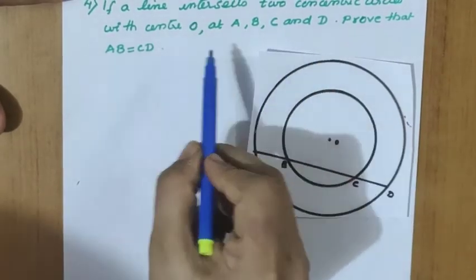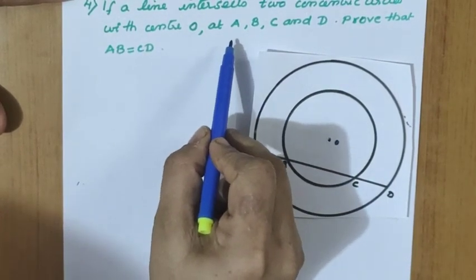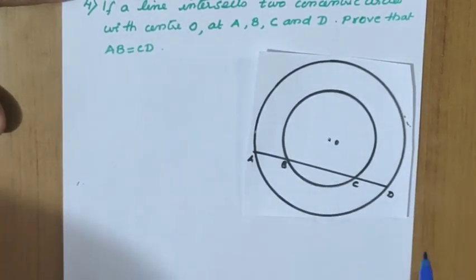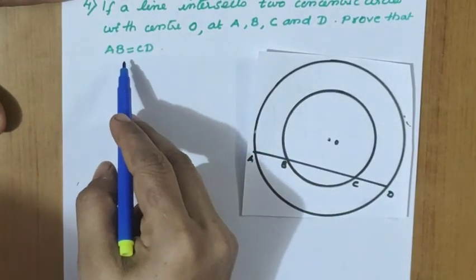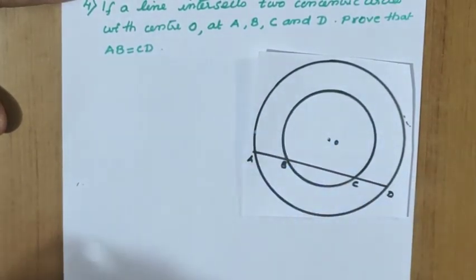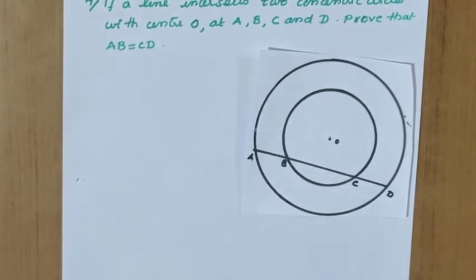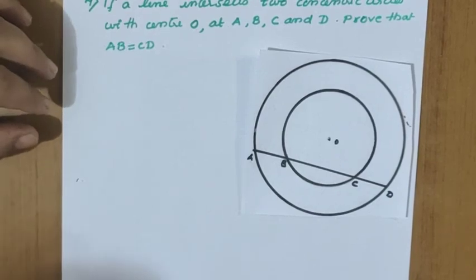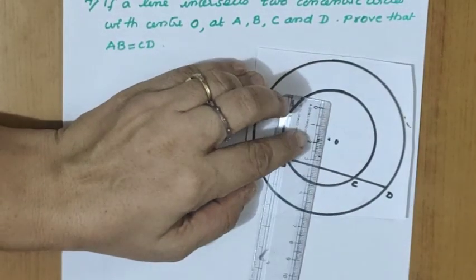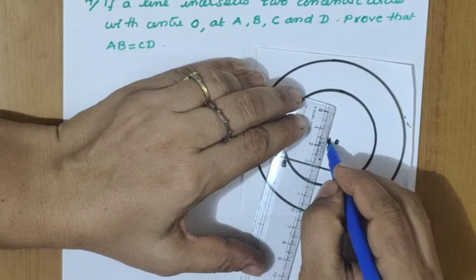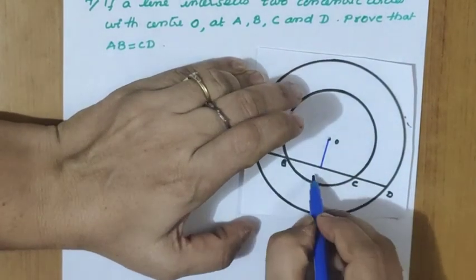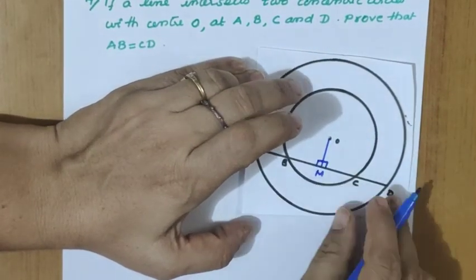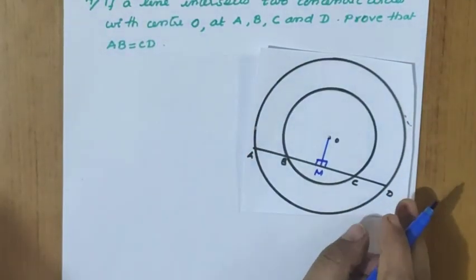If a line intersects two concentric circles with the center O at points A, B, C, D, prove that AB and CD are equal. So what is the question? If a line intersects two concentric circles with the same center O at A, B, C, D, we have to prove AB and CD are equal. For this a construction is required, we have to draw a perpendicular line here. So I'll write here OM perpendicular to this chord AD.